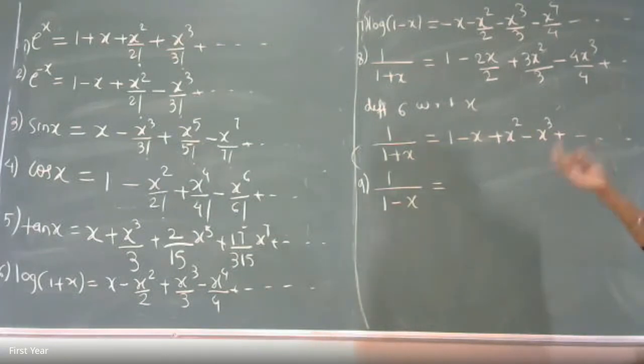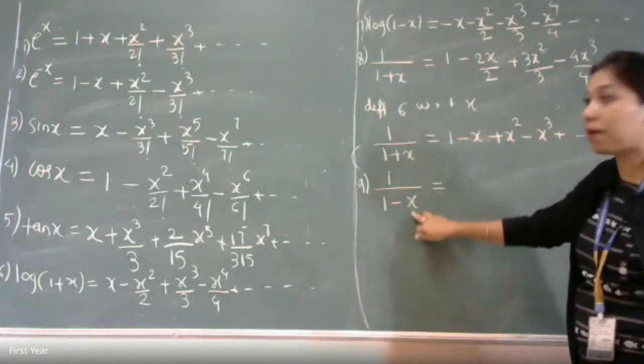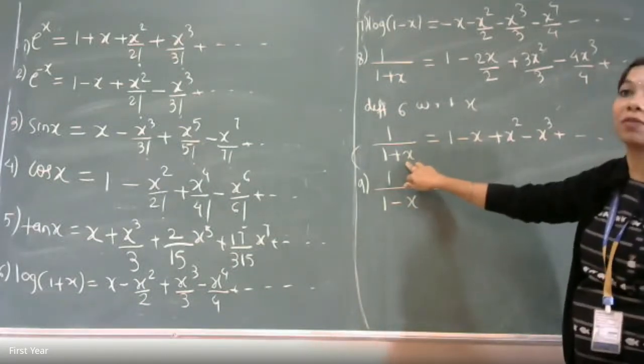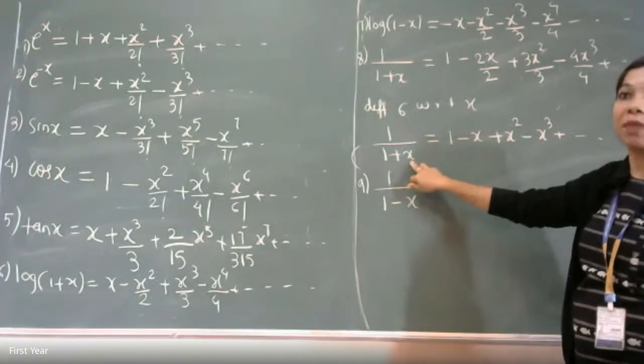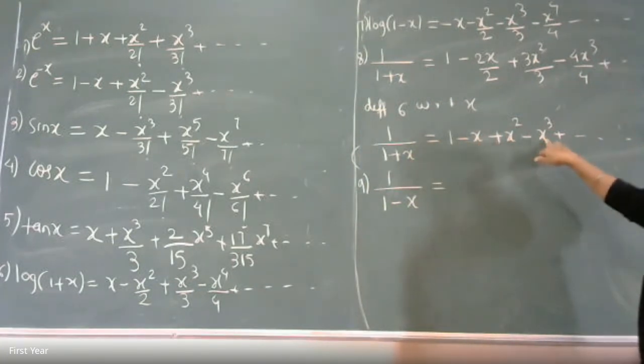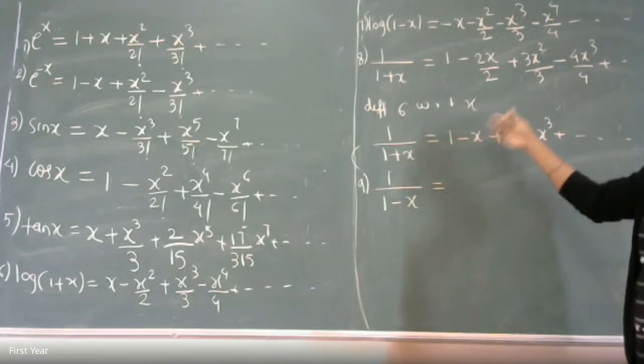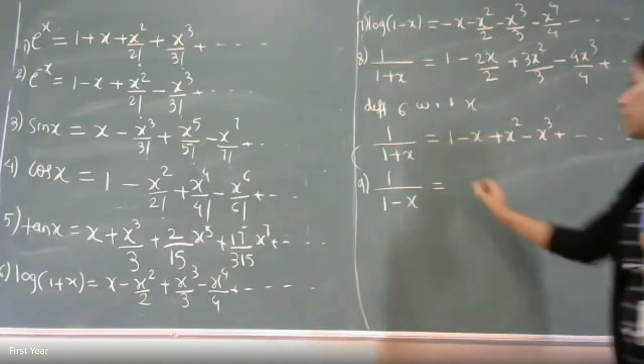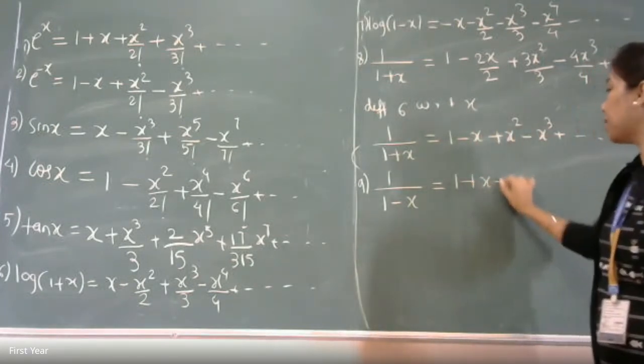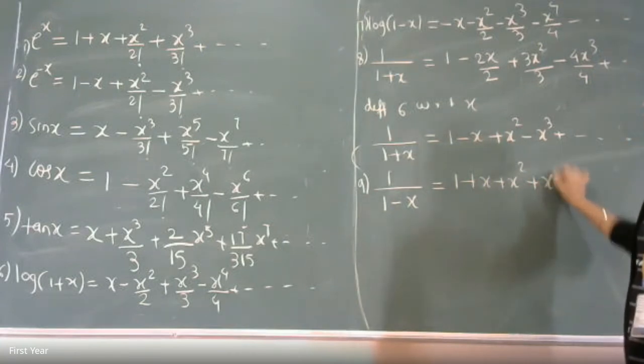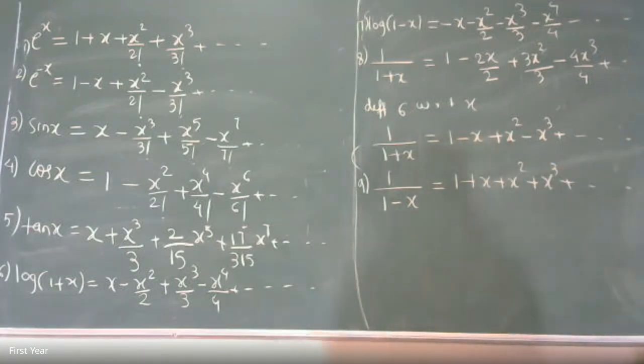Yes, ma'am. Or if you don't go by that way, what is the other thing? Replace x by minus x in this 8th formula. All terms which were negative become negative of negative, so positive. Therefore, directly 1 plus x plus x square plus x cube plus so on. That's your expansion.